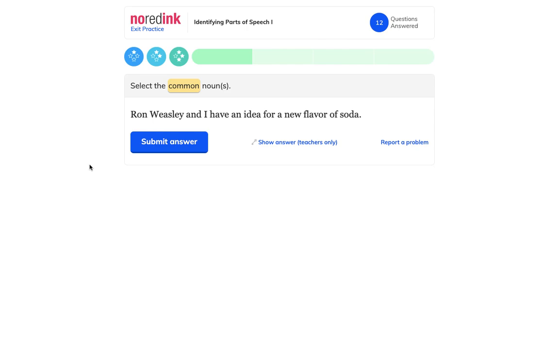Ron Weasley and I have an idea for a new flavor of soda. Here we're looking for common nouns. So we've got idea, flavor, and soda. Idea being an idea, flavor being a thing, soda being kind of an item.